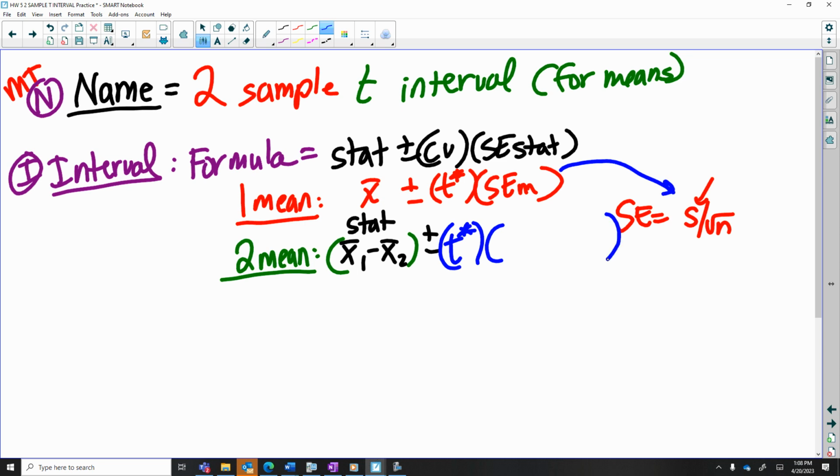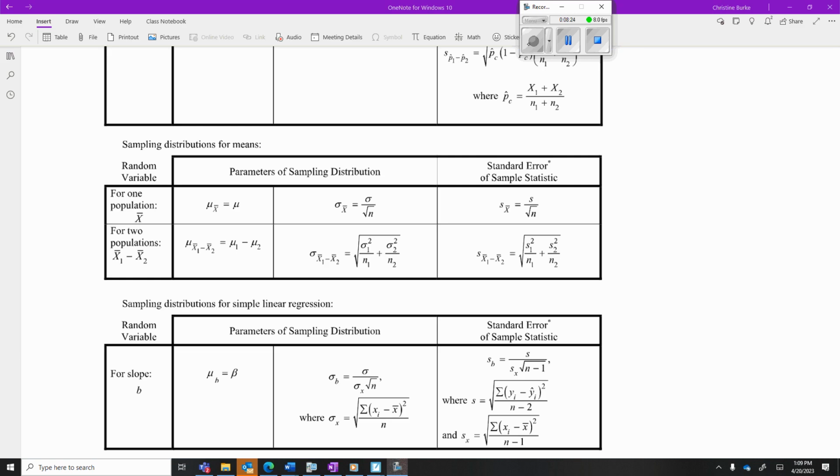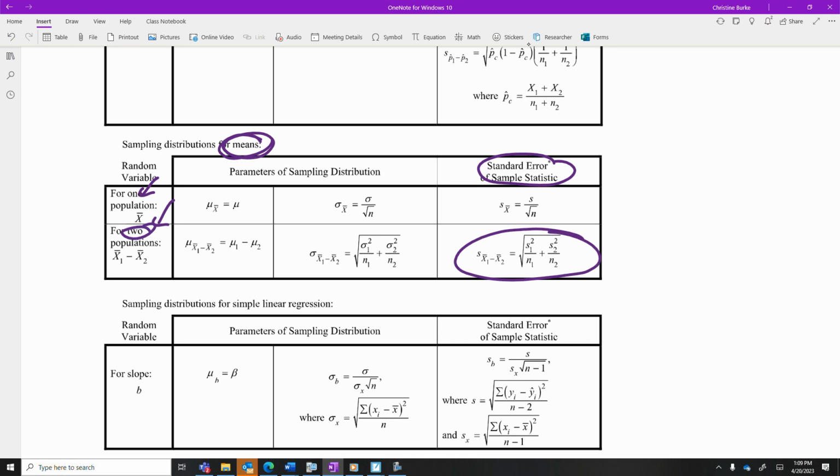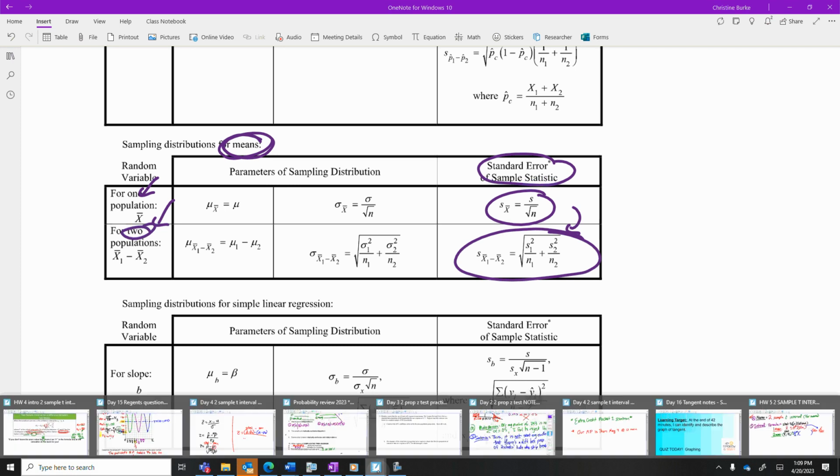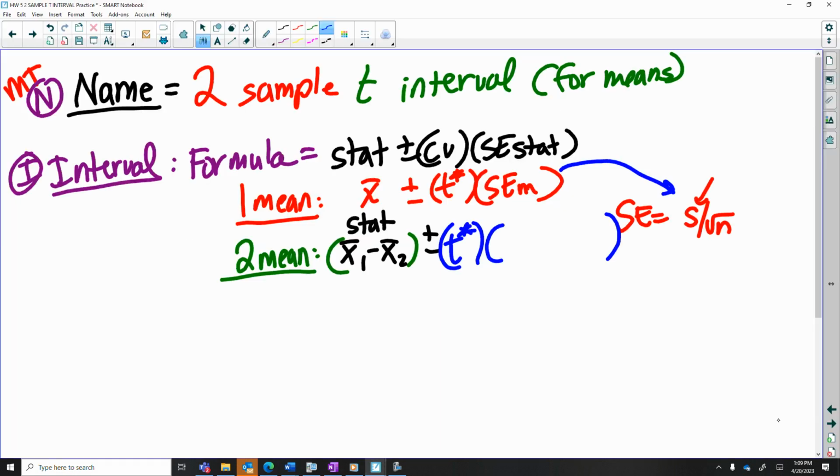So now we're going to look up that formula on the reference sheet. So let's remind ourselves that we want to look for the means, not proportions. This is single sample and this is two sample. So we're going to look at two sample. And specifically, we're going to look here where it says standard error, and we're going to use this formula here. Instead of s over radical n, we're going to use s1 squared over n1 plus s2 squared over n2. So here we go. Plug that into that spot. Square root of s1 squared over n1 plus s2 squared over n2.